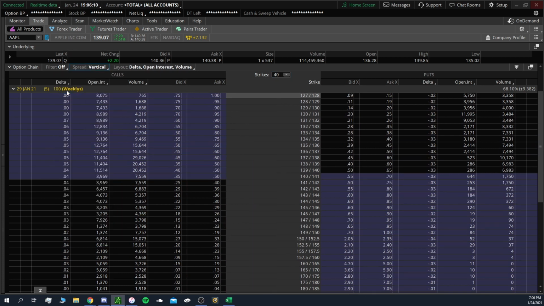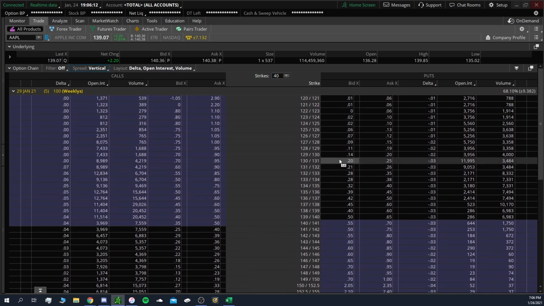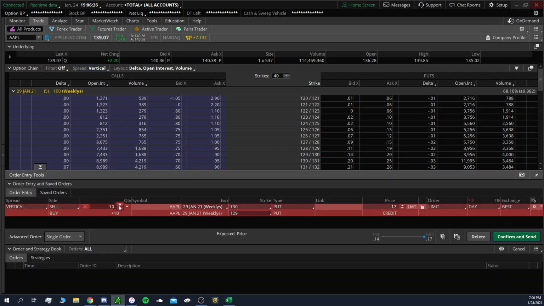So we want to do a vertical. This is going to be a credit spread that I'll show you. We want to look at the 129, 130, because we expect it to stay above 130, as we've seen from the puts, the open interest, and the volume on the option chain. So we want to click that one and we want to sell these.